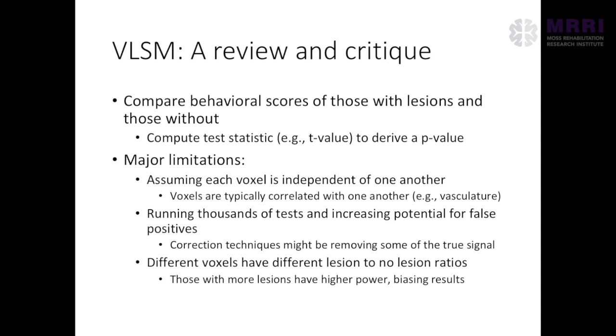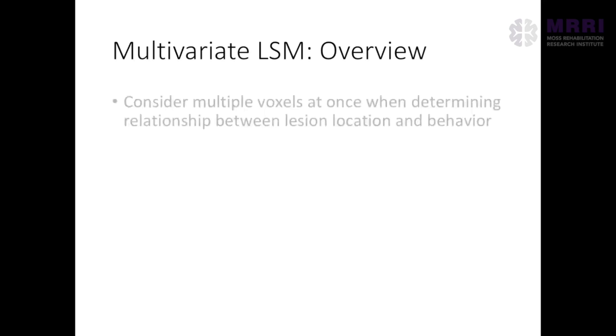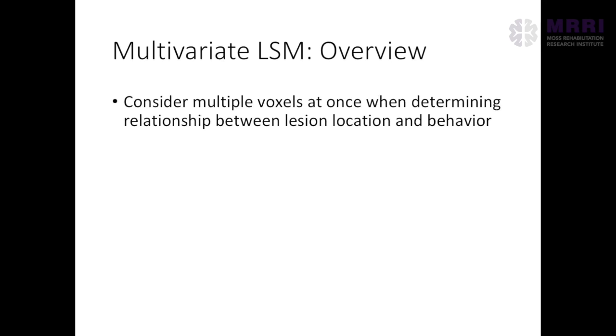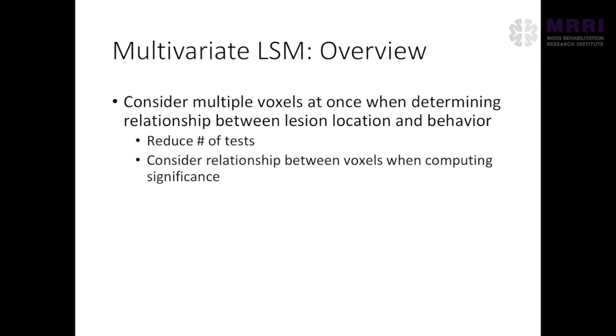Due to these limitations, the field has suggested alternatives for analyzing the relationship between lesion location and behavior. One of those is a multivariate technique, where instead of just considering one voxel and running a statistical analysis, we're now considering multiple voxels to help determine that relationship with behavior. This has a number of obvious benefits. One is reducing the number of tests, because if all your voxels are in one model, then you're not running hundreds of thousands of tests anymore. You can also start to consider the relationship between voxels when computing significance, and you also don't have to worry about the uneven distribution as much.